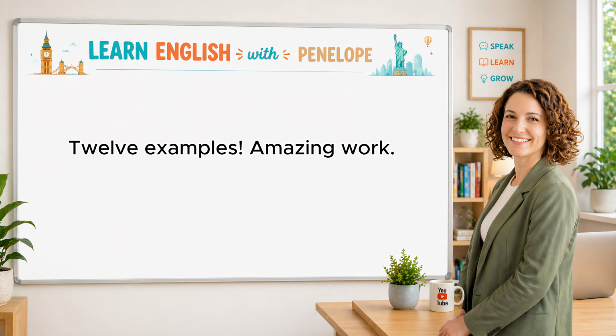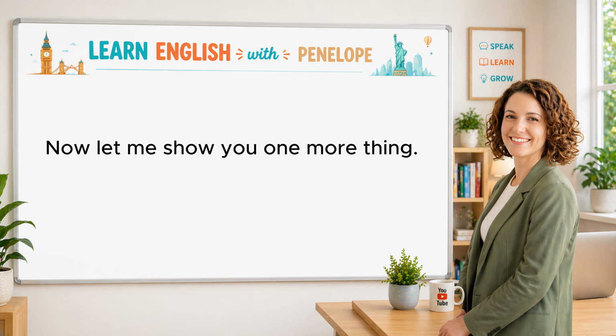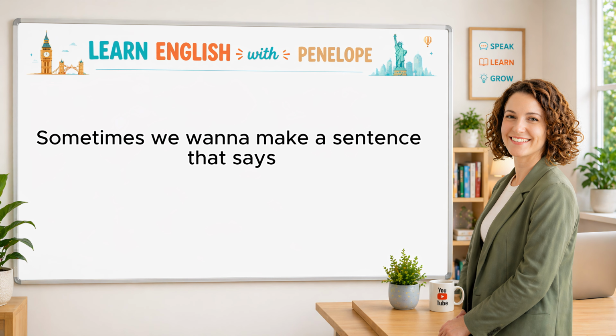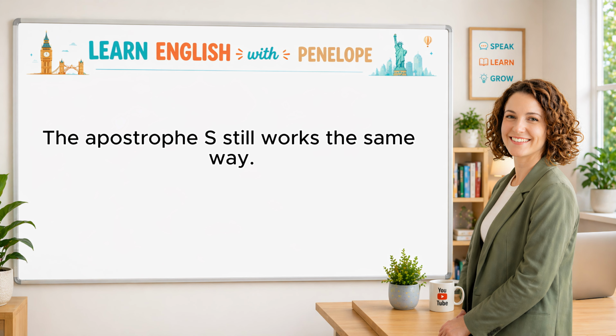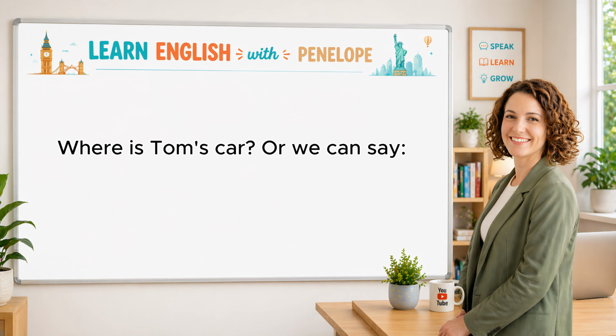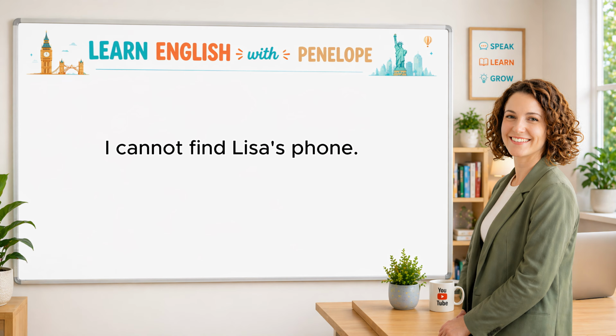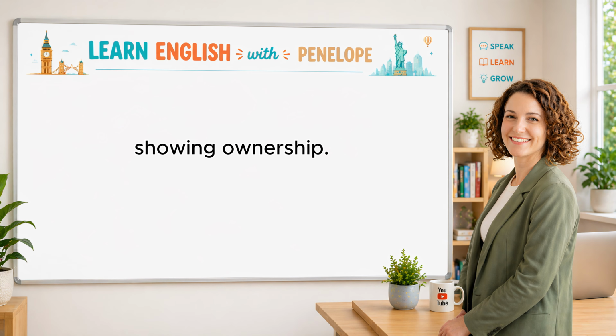12 examples. Amazing work. You are a grammar star. Now let me show you one more thing. Sometimes we want to make a sentence that says what someone does not have. Or we want to ask a question. The apostrophe S still works the same way. For example, we can ask, where is Tom's car? Or we can say, I cannot find Lisa's phone. In every case, the apostrophe S is doing the same job, showing ownership.